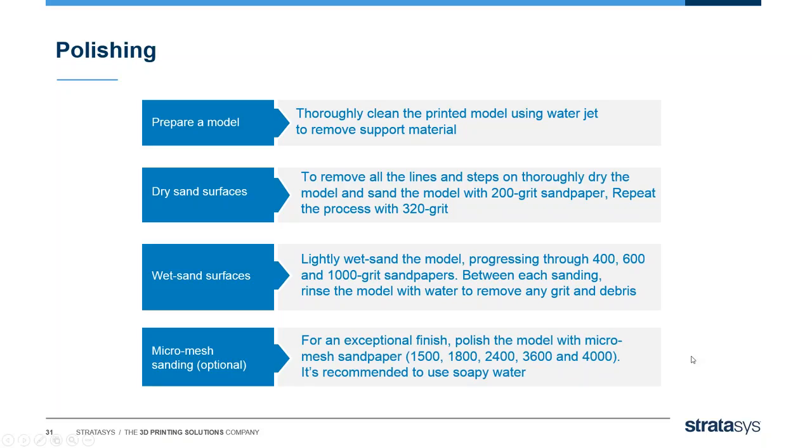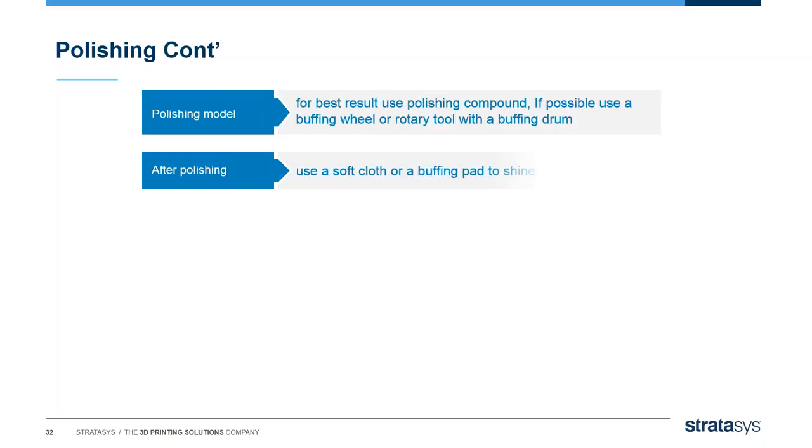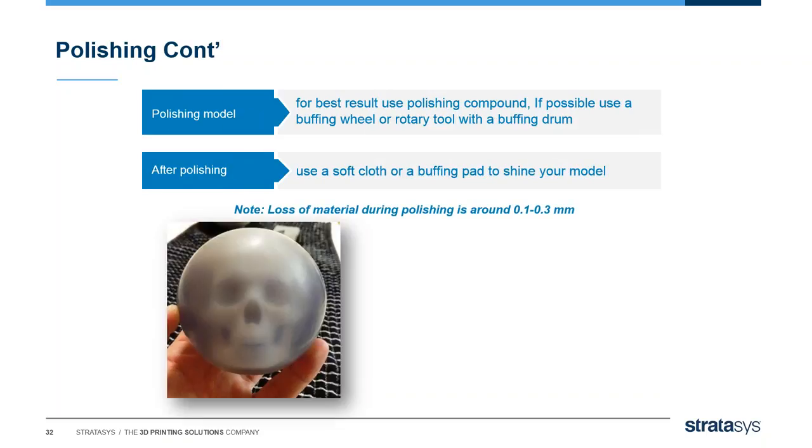We're using these foam pads with a grit size of 1,500 up to 3,600 up to 4,000 grit. And do this please with soapy water. Almost doing this wet and put some soap inside. This gives a wonderful polishing result for your printed parts. Of course, you can then continue polishing the parts with a buffing wheel, or you can use a car polishing set with this polishing paste.